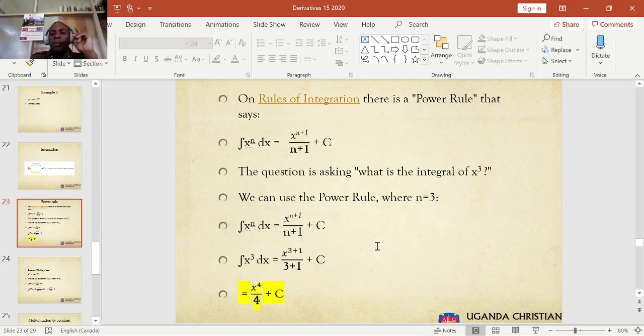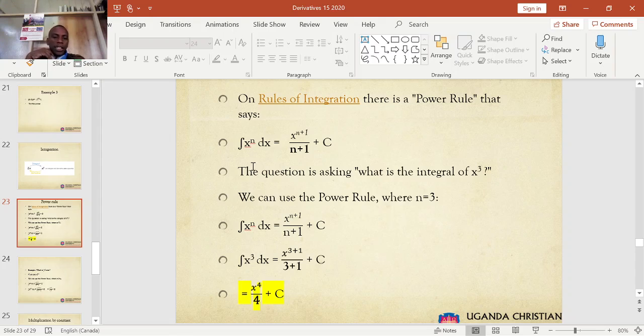Recall we had a power rule in derivatives, or when we're differentiating. For the power rule in differentiation, we said we multiply by the power and we subtract 1 from the power. So to redo that, we have our power rule in integration. For the power rule in integration, you add 1 to the power and then you divide by the new power. That's the power rule. Under derivatives, we multiply by the power and subtract 1 from the power. For integration, you add 1 to the power and you divide by the new power.